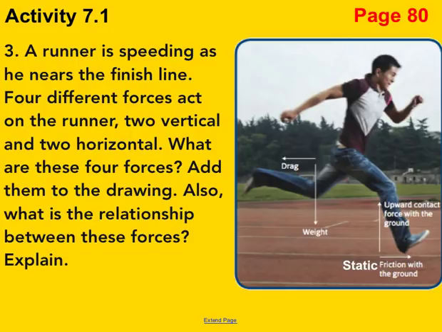So the runner is speeding as he nears the finish line. 4 different forces act on a runner, 2 vertical and 2 horizontal. What are these 4 forces? Add them to the drawing. Again, look at your drawing in your book. So it's kind of like, sweet, this is a bonus. They've already added the drawings. I don't have to do it.